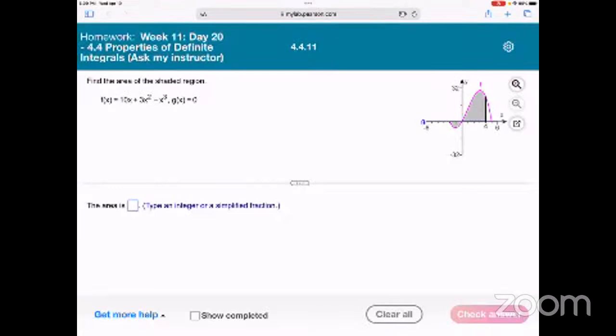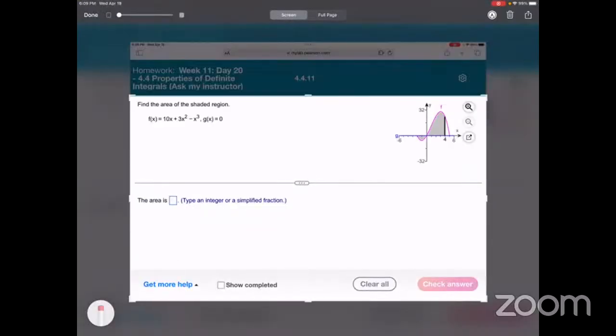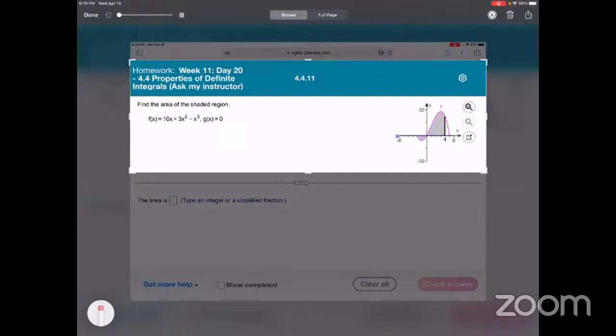Okay, so this first question comes from section 4.4, question 11. We're asked to find the area of the shaded region. Let me think about it. So we got our f of x as x goes from -2 to 4. So let's get a copy of this and let's take some notes. Copy and delete.